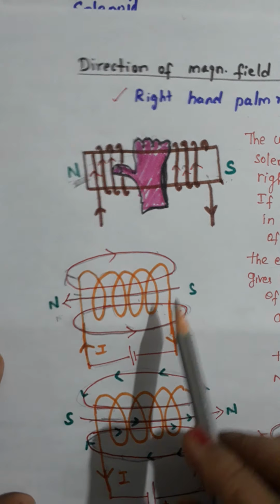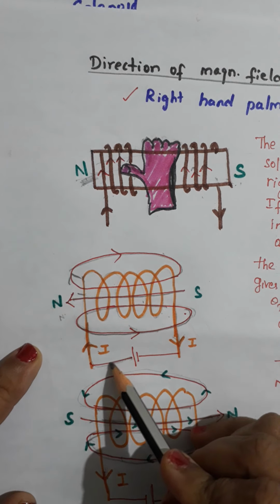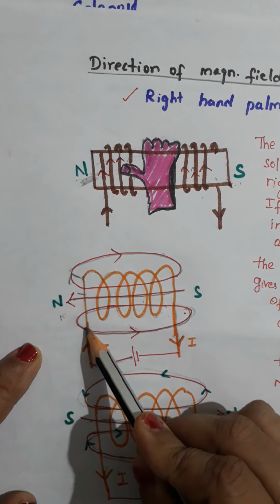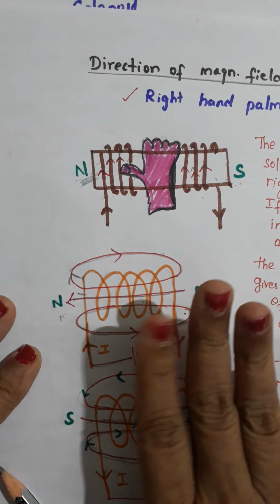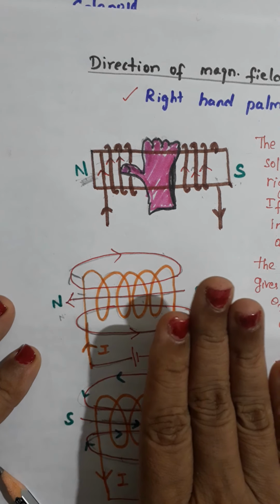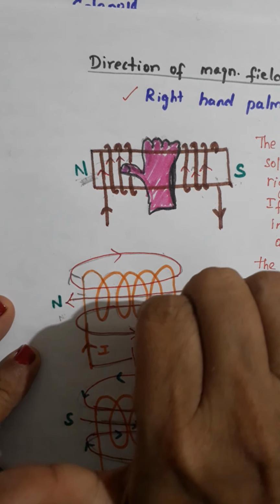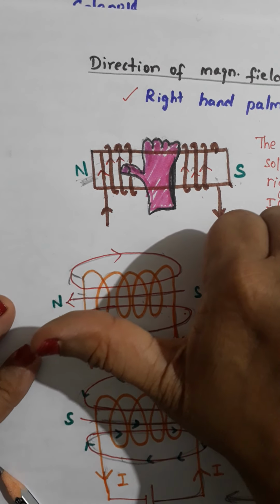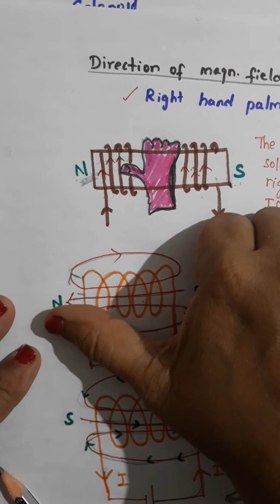Now look at this diagram. The same thing I have drawn here. You can see the current is flowing in clockwise direction, right? Now to find the direction, you have to curl these 4 fingers in the clockwise direction, the current direction. So I am curling these 4 fingers in clockwise direction. Now you can see the extended thumb. It shows the north pole of the solenoid.